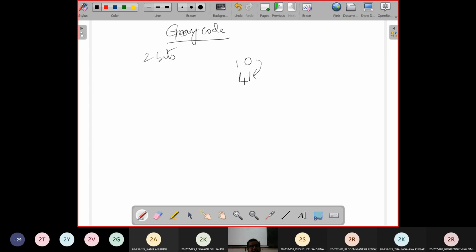From this number to this number, how many bits are changing? Only 1 bit is changing. So I can use this kind of representation whenever you want to represent continuous signals.